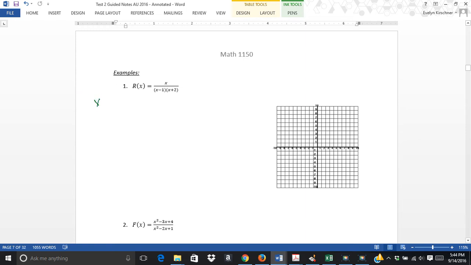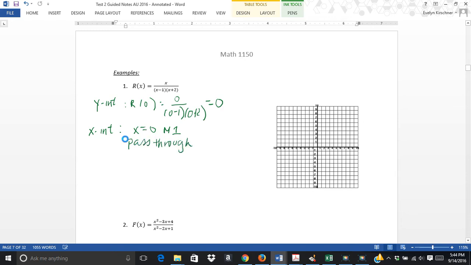So now I want to find step 3, my y-intercepts. Remember, my y-intercept is when r is 0, and that's 0 over 0 minus 1 times 0 plus 2, which is 0. So my y-intercept's at 0. My x-intercept, remember, is only when the numerator is 0. So when is x equal to 0? Well, when x is 0. So that's pretty easy. Okay, so multiplicity, this has a multiplicity of 1, right? So it's going to pass through. Okay, it's not going to touch.